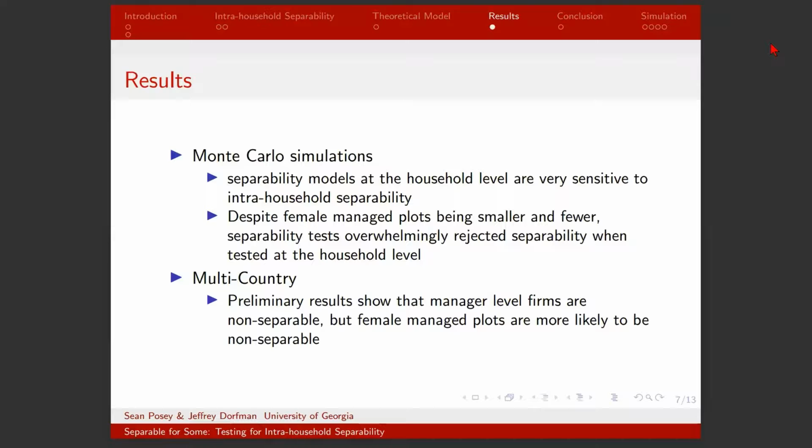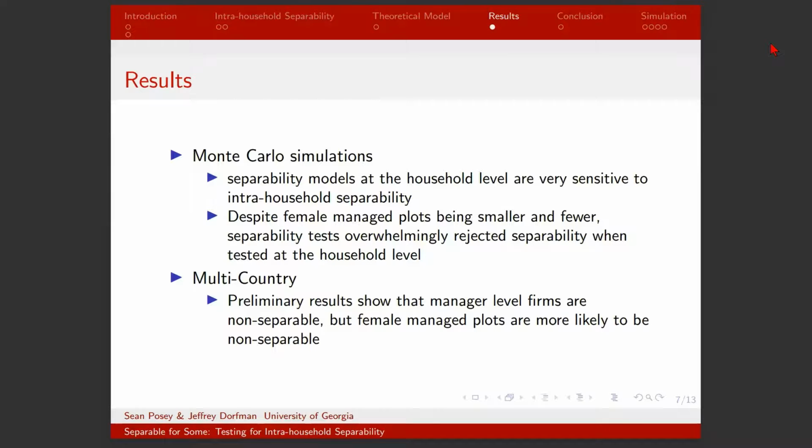All right, because I only thought I had 7 minutes, I rushed it through. The results are still coming. I'm still working on this paper, but I've run the Monte Carlo simulation and I still need to add some tweaks. The general finding is that separability models are very sensitive to intra-household separability, which makes a lot of sense since they look at correlations and force correlation. For the Monte Carlo, I split it up into male and female plots, and I made female plots smaller on average and fewer, following the data sets I've looked at through LSMS. Whenever even a small amount of separability is forced onto them, we see that the tests start rejecting quickly, and the Lee rejects much faster than the LeFebvre and Thomas.